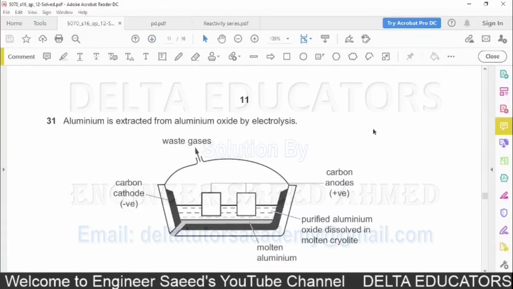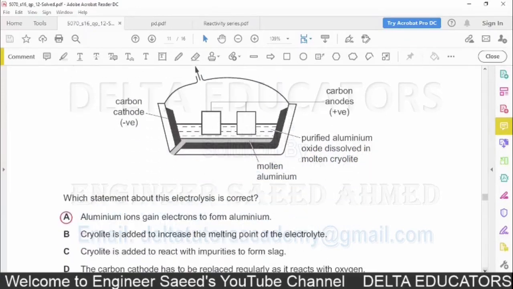Question number 31. Aluminum is extracted from aluminum oxide by electrolysis. Which statement about this electrolysis is correct? Option A. Aluminum ions gain electron to form aluminum. Yes, it is correct. Aluminum ion is positively charged, with a +3 charge. So this aluminum ion gains electrons and is converted to aluminum atom.